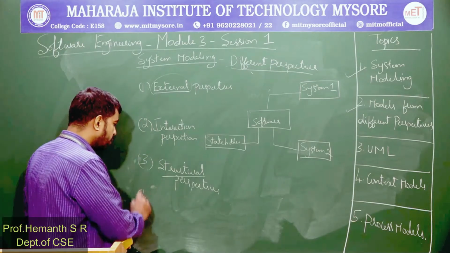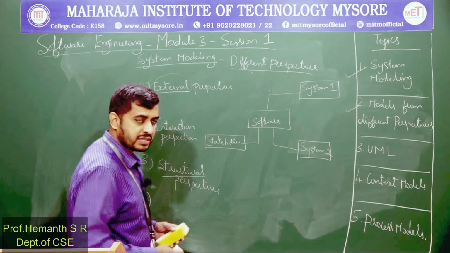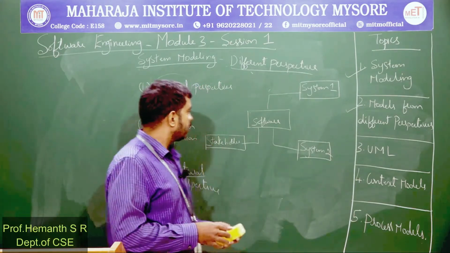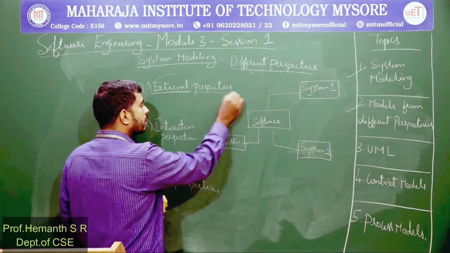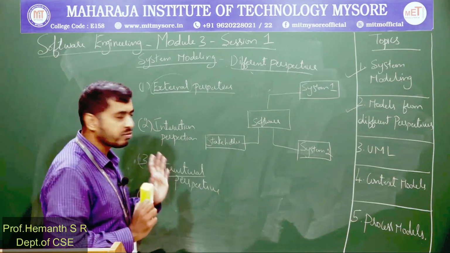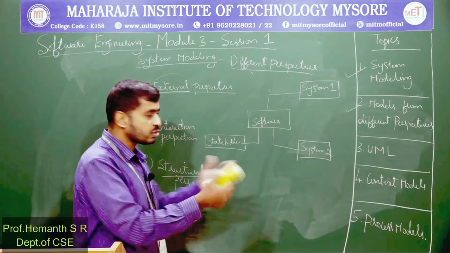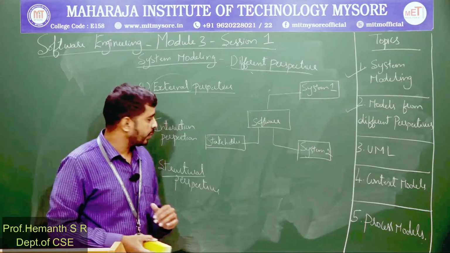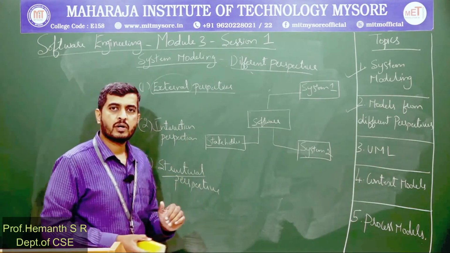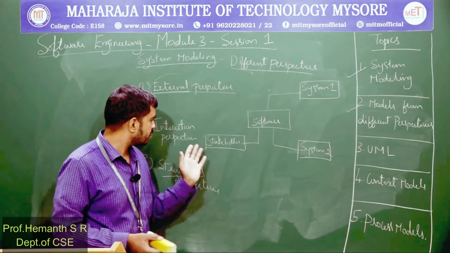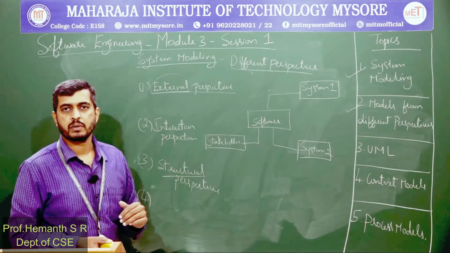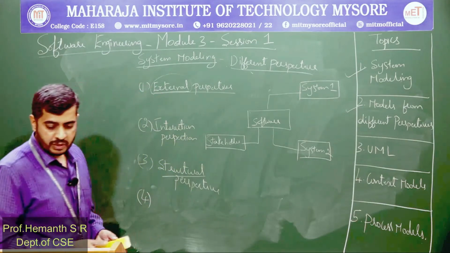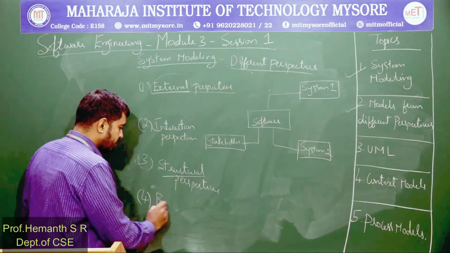The fourth way you can present your design plans, once again, depends on the need. If you want to explain to the client what other systems your software is interacting with, you will choose the external perspective. If you want to explain how the software components are interacting with one another, you will choose the interaction perspective. So it depends on the situation. We were dealing with the fourth one, the behavioral perspective.